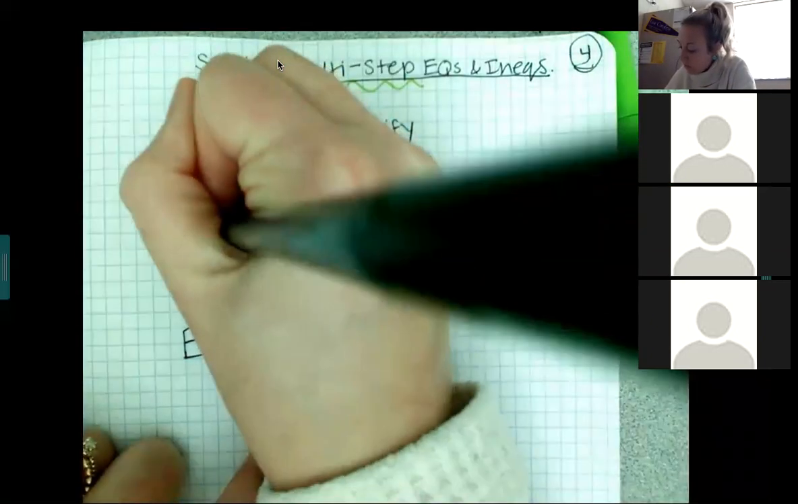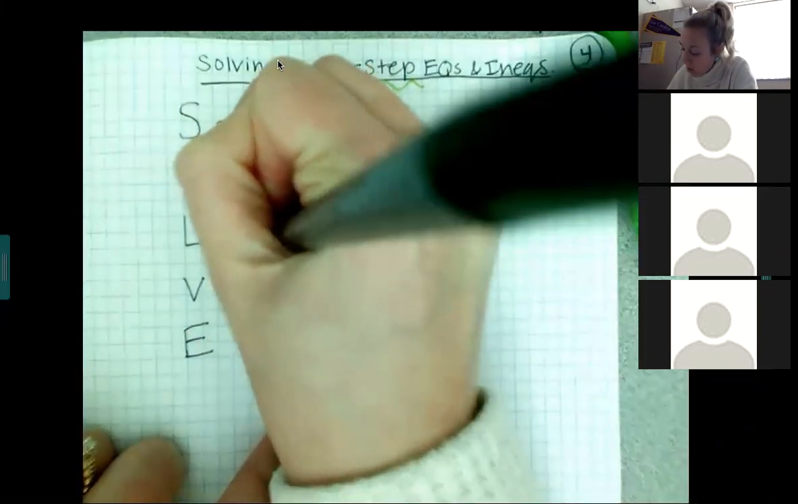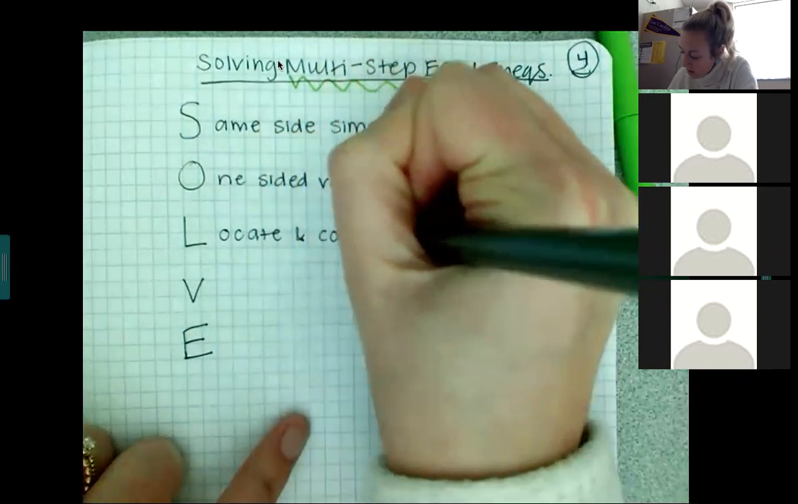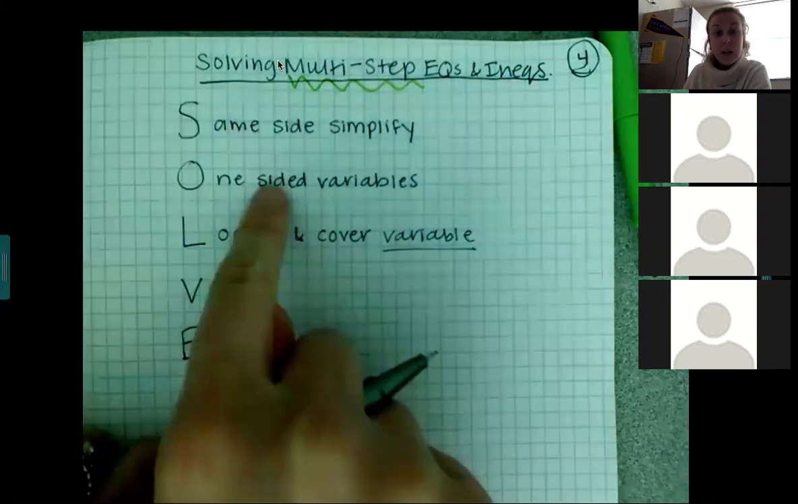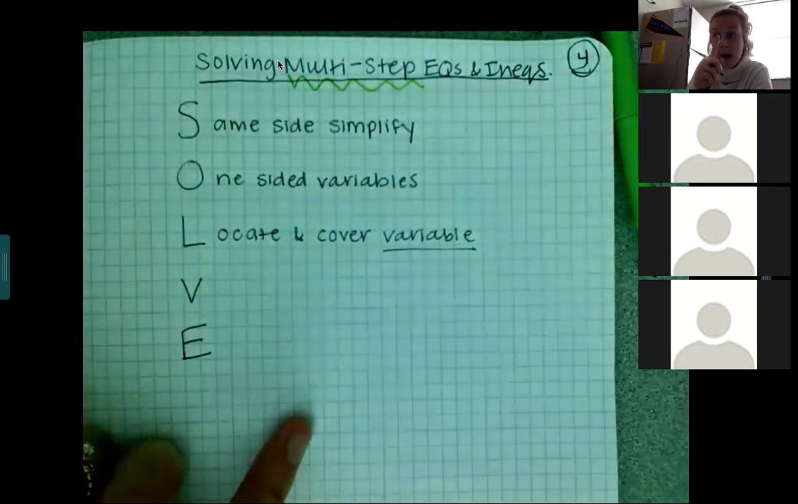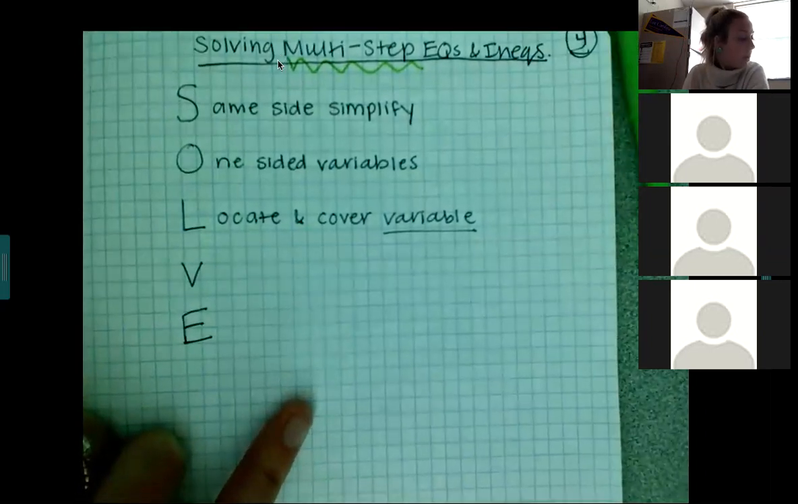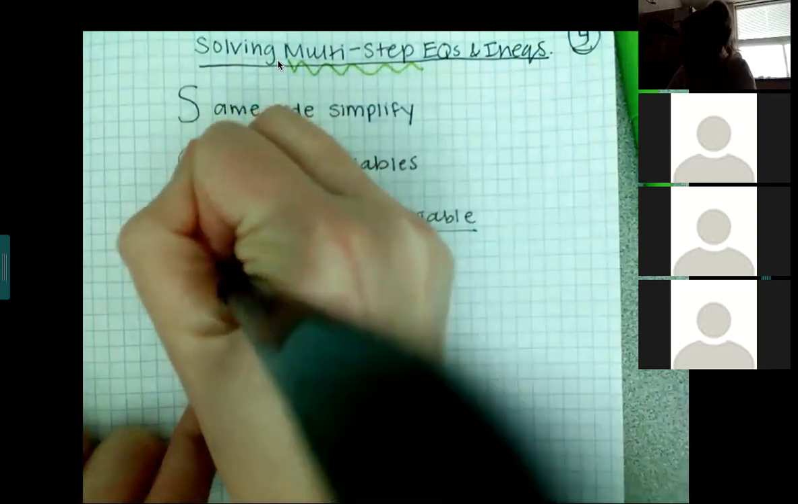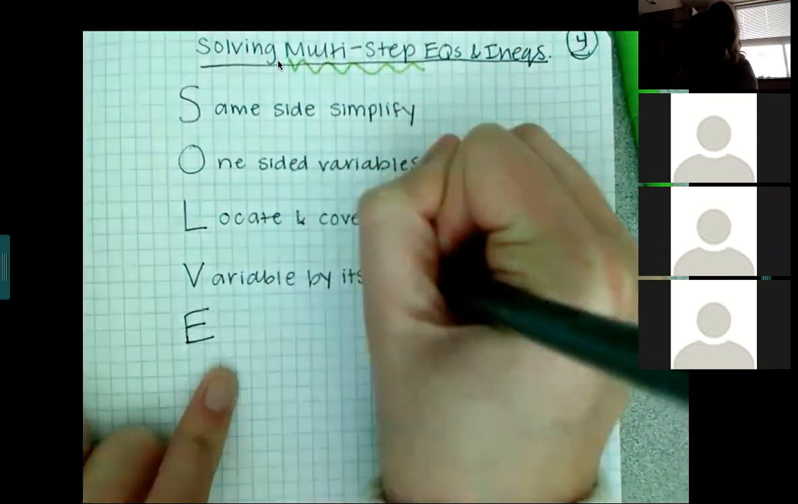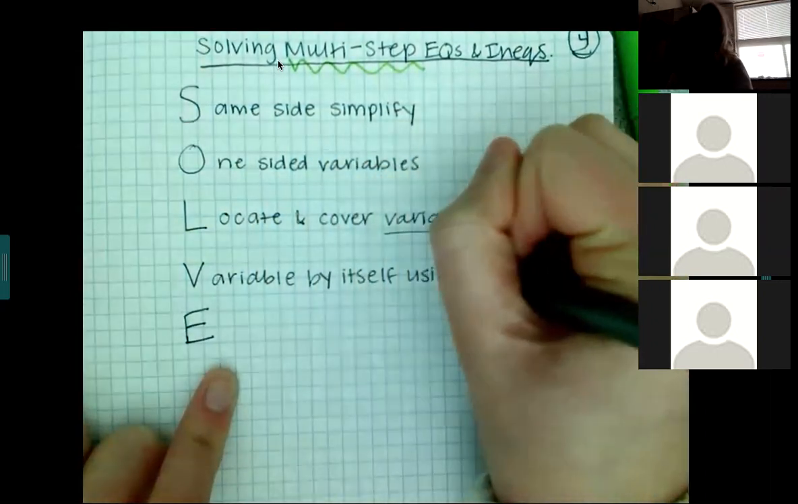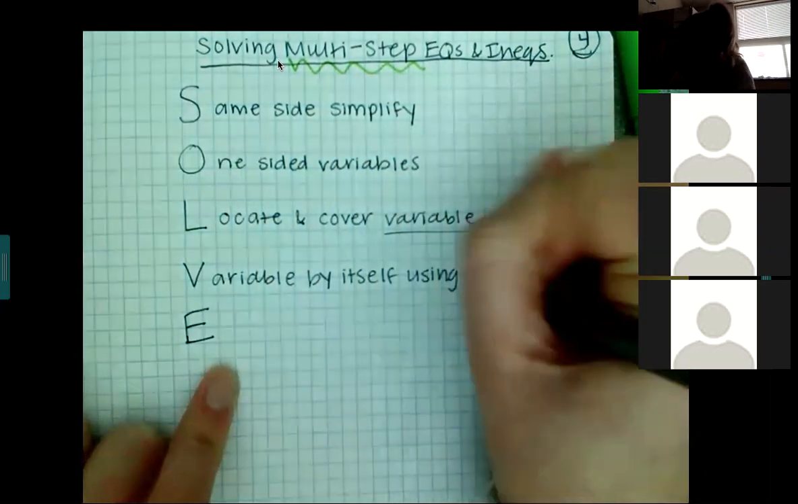L is going to stand for locate and cover variable. So notice how that's just one. When you get them all on the same side, you should be able to combine them and make one variable and then cover it, okay? All right, V is going to stand for variable by itself using inverse operations.